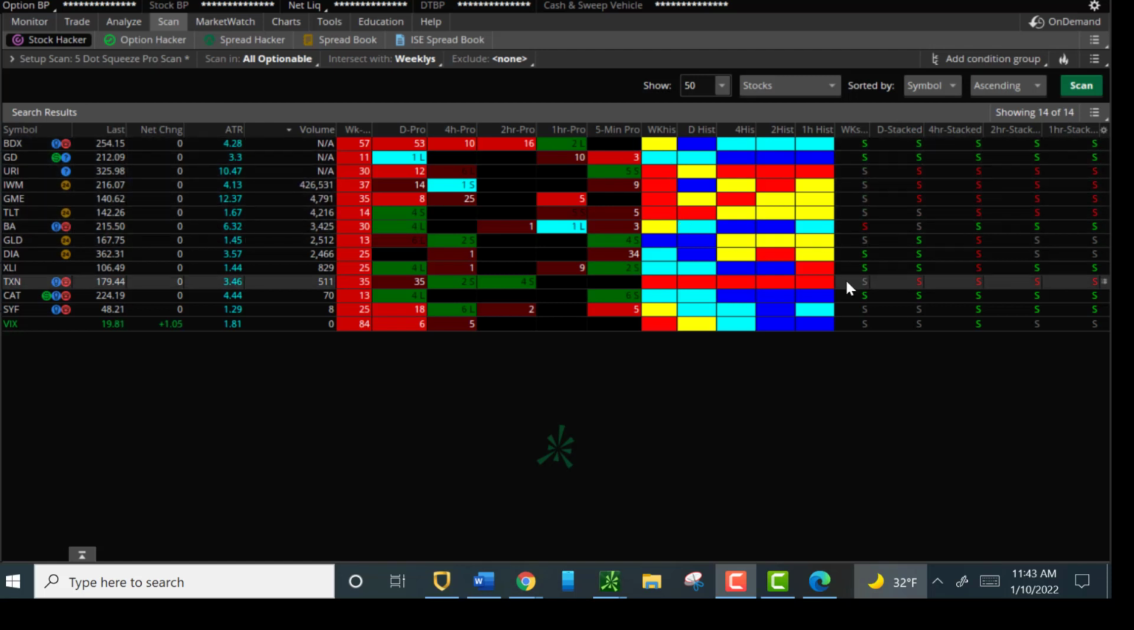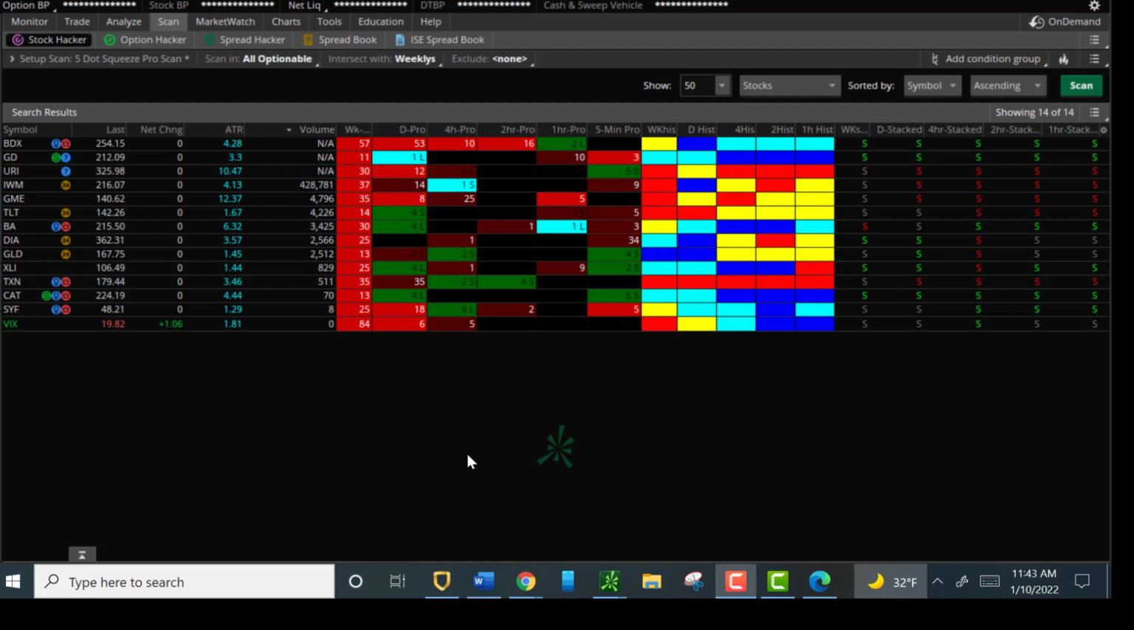For example, this ticker here, TXN, has multiple squeezes. It has fired short already. All the histograms are red, which means there's heavy selling occurring. That's bearish. But the one thing I don't like is that it doesn't have a stacked EMA on the weekly, but it is stacked on the smaller time frames. So I would then add this to the watch list and wait to see if at open, the weekly EMA becomes stacked.